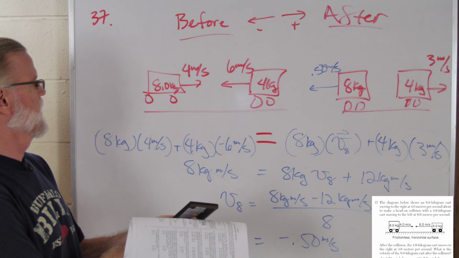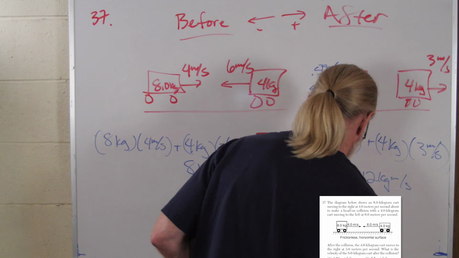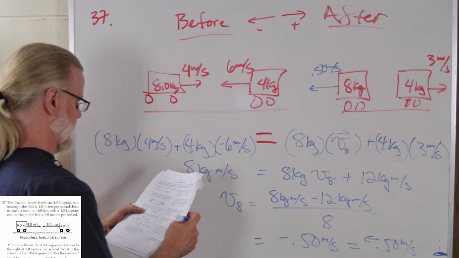Does that make sense? Looks like they bounced off each other. Sure, why not? All right. And the negative, actually, we should just say 0.5 meters per second that way. What's the choice? 0.5 meters per second to the left. That would be choice one.